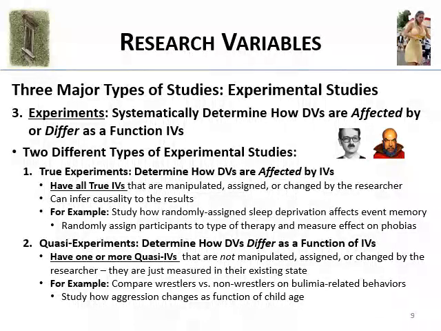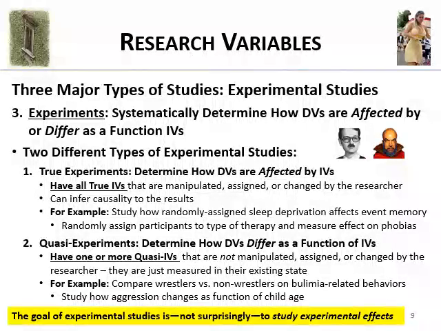We could look at how aggression changes as a function of child age. Again, you're not going to assign people age. Good luck if you could do that. Like, I would love to be in your shoes. We're just measuring how people age and at different ages what their aggression levels are. So the DV here is aggression. The independent variable is the age of the child. So the goal of experimental studies, not surprisingly, is to study experimental effects.